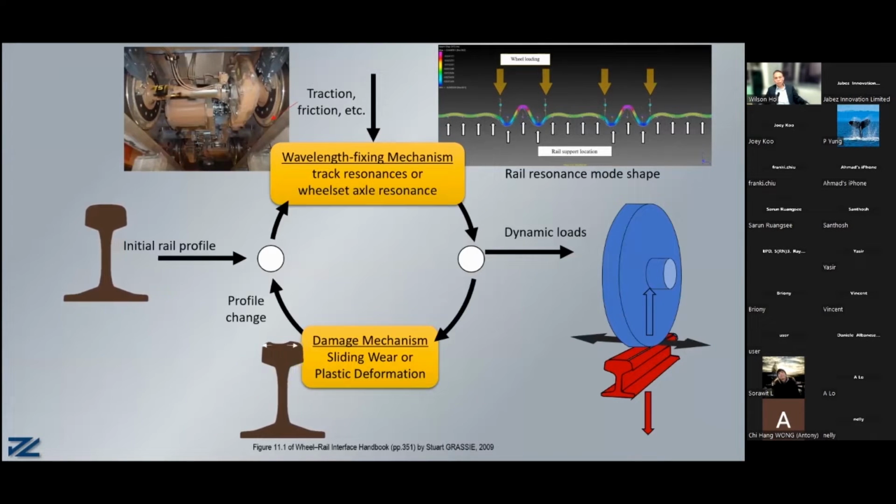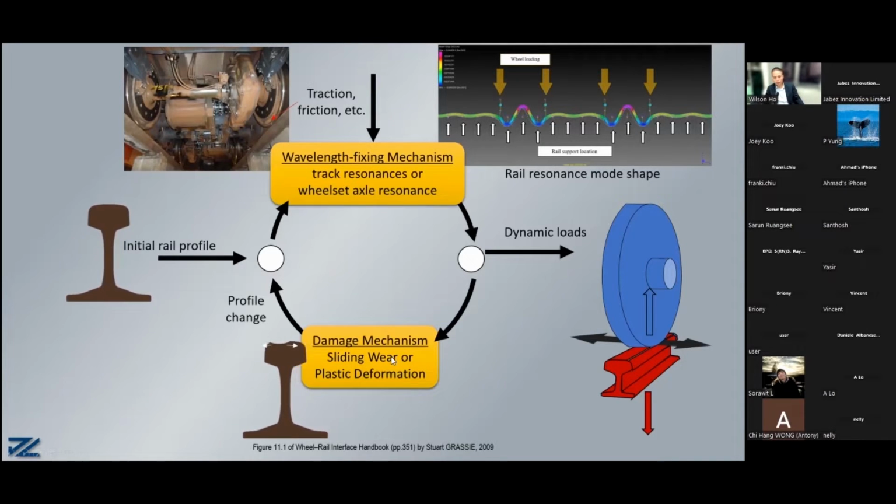In terms of the corrugation mechanism, we should notice there are two mechanisms. The first one is called the wavelength fixing mechanism. It makes the corrugation repeat at regular intervals. Normally, it relates to some kind of track resonance or wheelset axle resonance. We will focus on the track resonance because we can control the wheel vibration, and control the track resonance, by the wheel damper. Also, this is the major factor for the wavelength fixing mechanism.